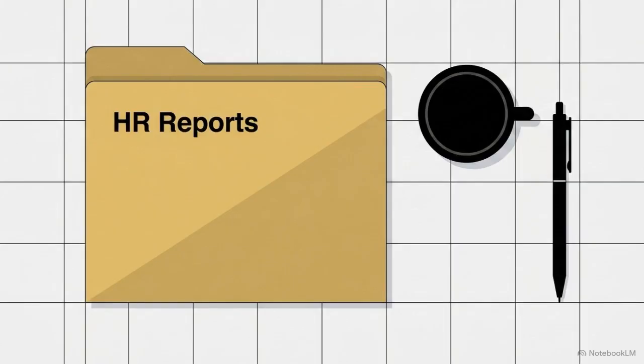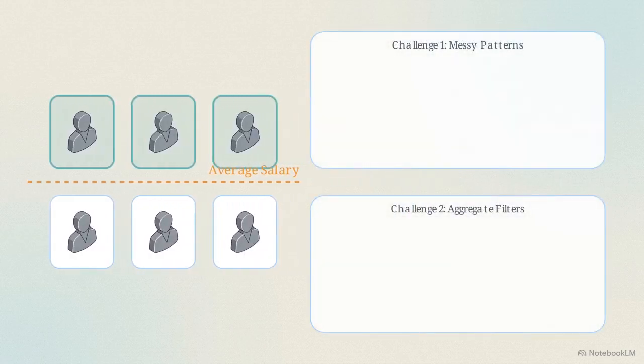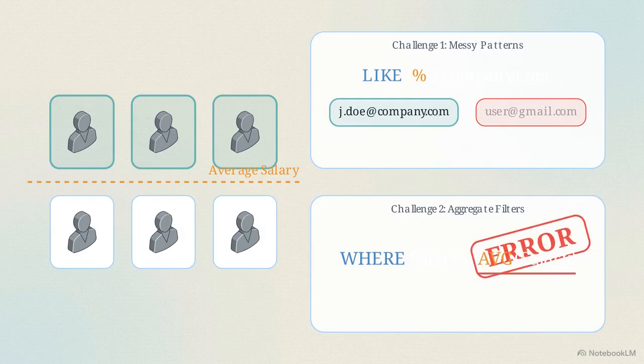Human resources departments often need filtered lists, for example, a report on official company employees who earn more than the company's average salary. This is a dual challenge. You have to isolate the correct personnel using the like operator and the % wildcard for messy email patterns. But SQL engines also prevent you from using aggregate averages directly inside a basic where clause.